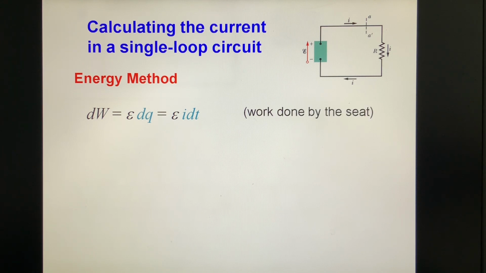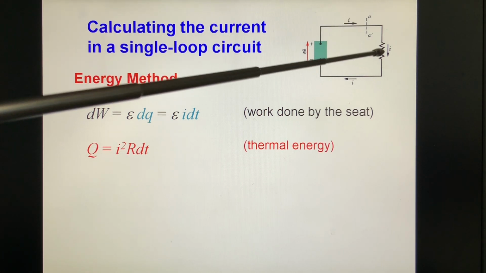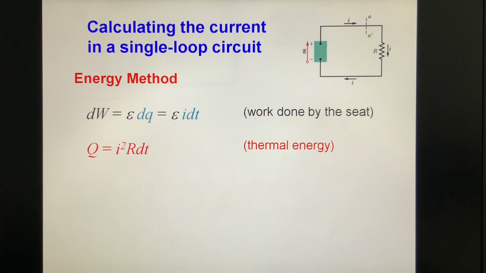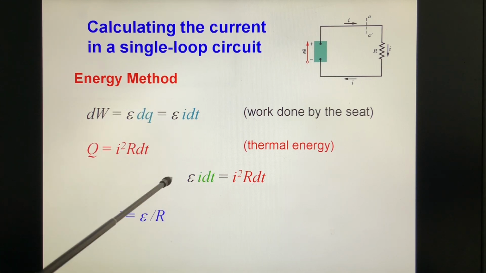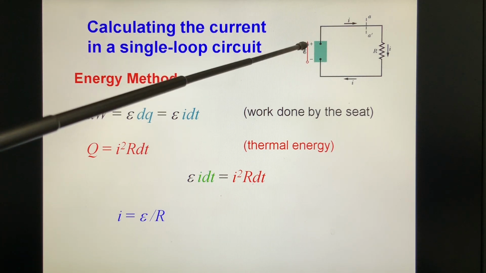This is the work done by the emf. And Q equal to I squared R dt is the thermal energy dissipated in the resistor. I squared R, power, multiplied by time dt, is Q. They should be equal because of energy conservation. So we set epsilon I dt equal to I squared R dt, and we get I equal to epsilon over R. This is for an ideal electromotive force without internal resistance.